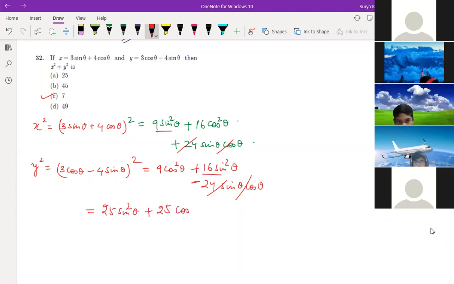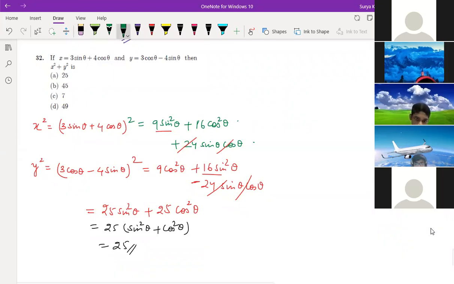Now tell me, Praharshan, which is the correct answer? 25. Sir, I just got 25 at the end. Yes, 25 sin square theta plus 25 cos square theta, the answer is 25. Okay. Is it clear, Chanchal?